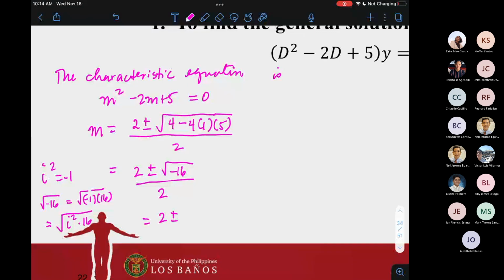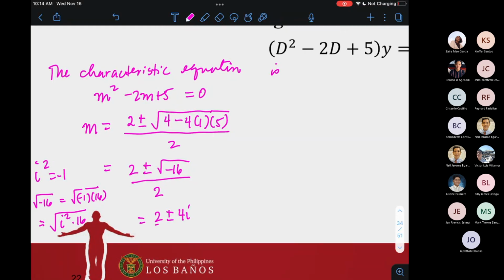Square root ng i squared ay i. Square root ng 16 ay 4. So essentially, square root of negative 16 is actually 4i divided by 2. All right? And then we can simplify. We can factor 2 out of the numerator, cancel it with the 2 in the denominator, which will give us the roots 1 plus or minus 2i.